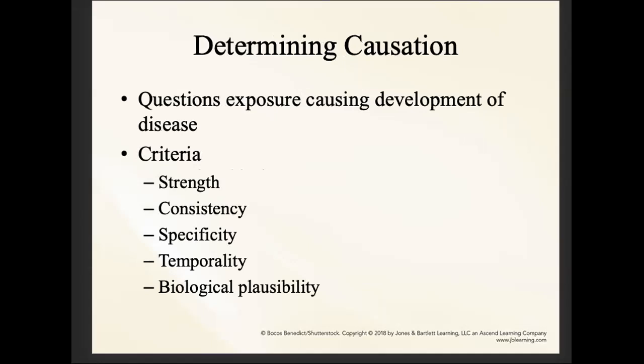So the last concept that we're going to talk about is causation. So causation questions the exposure causing development of disease. You're looking at the development and cause of disease and asking the question, did risk cause disease? So criteria to be considered when deciding whether an association might be one of causation is the strength, the consistency, the specificity, temporality, and biological plausibility. These things have to be met in order for causation to be determined.